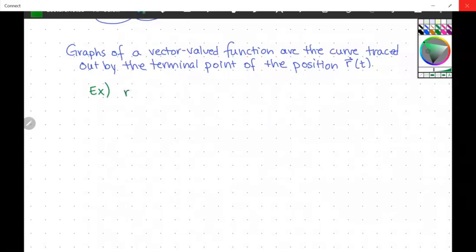So for example, let's look at a very simple one. Let's look at this guy. The horizontal component is going to be cosine t. The vertical component is going to be sine t. Now, if these were parametric equations for a parametric curve, anybody remember what this is going to look like? It's going to look like a circle. So let's see what it ends up looking like when we start bringing vectors into the equation. Bad joke.